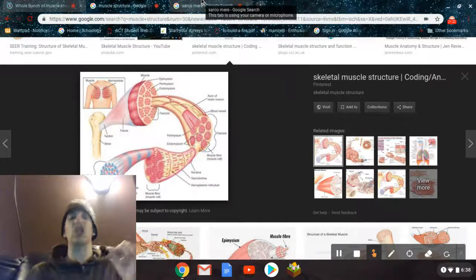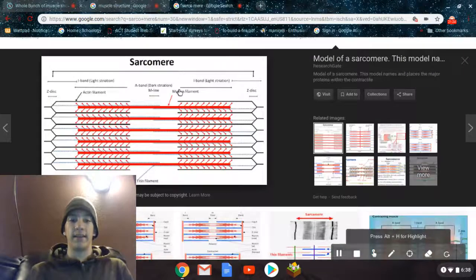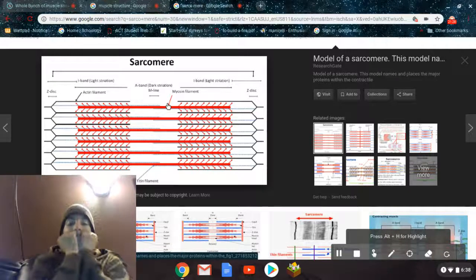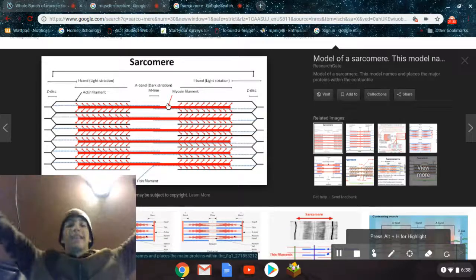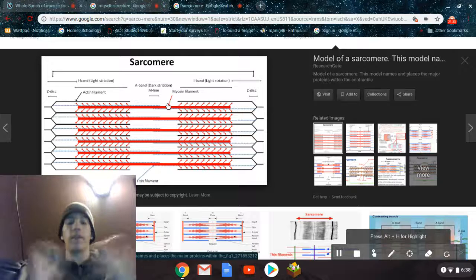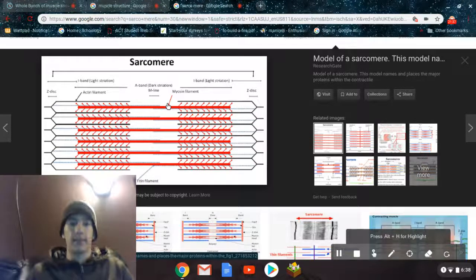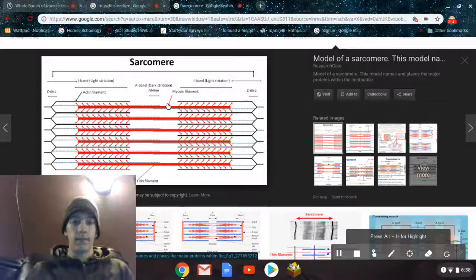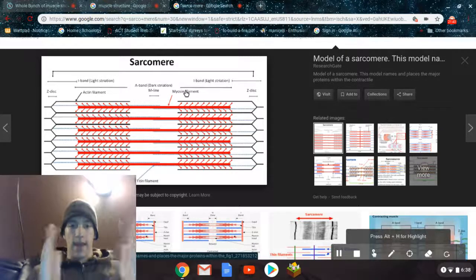These are molecular size, guys. But admittedly, they're huge molecules, like gigantic, thousands of atoms. No, not even millions of atoms. But they're still proteins. So, this is a sarcomere.